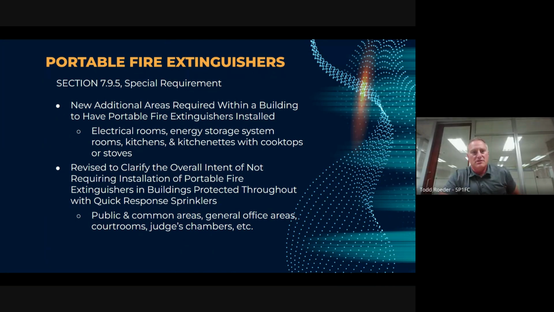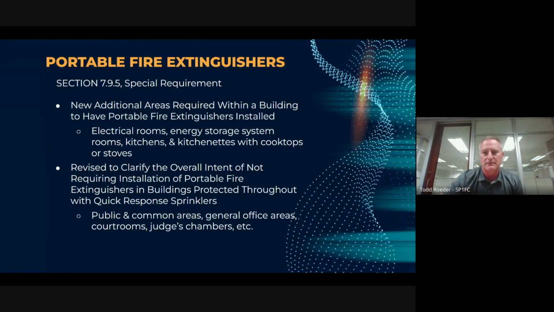Portable fire extinguishers located in section 795. The special requirement has been revised to include additional specific areas within a building that are required to have portable fire extinguishers. Those new areas are listed below. For example, electrical rooms, energy storage system rooms, kitchens, kitchenettes. These additional areas would be in addition to the areas that are already listed out in 795 related to the placement and location of the PFEs. Again, generally they're going to be placed in the higher risk areas.